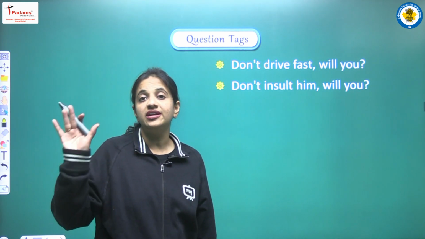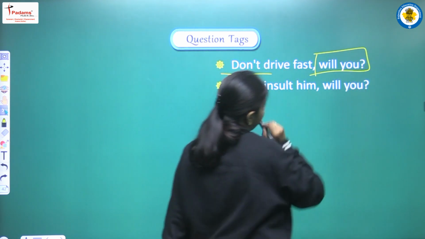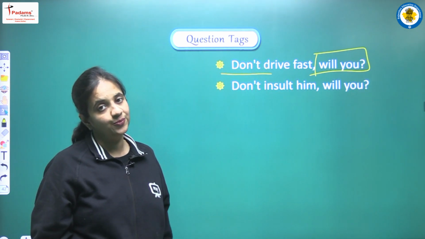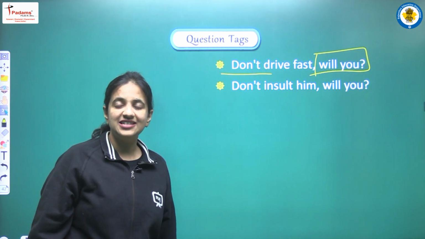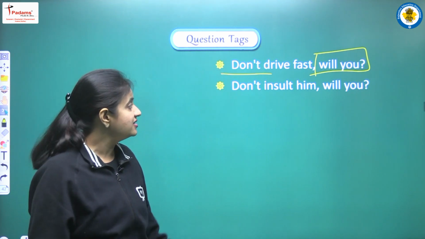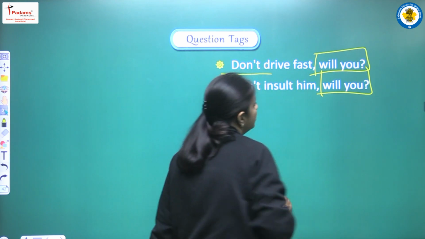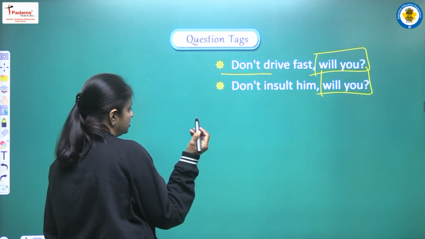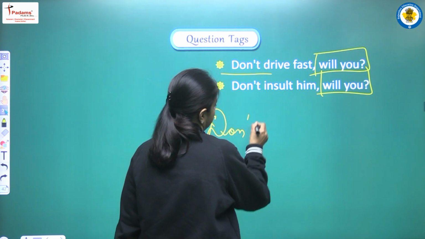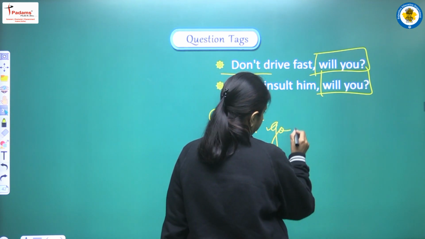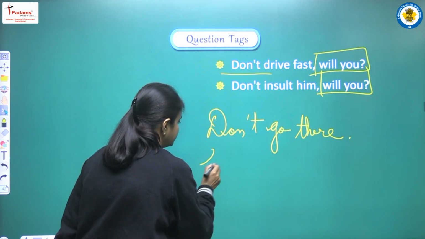So this is also a negative imperative sentence. We have don't, so we have to make a positive question tag, that is will you. Another example, don't insult him. Again this is a negative imperative sentence, so we have to make a positive question tag, that is will you. Now let's take one more example. Suppose, okay, I am writing here: don't go there, and we have one more sentence, that is go there.